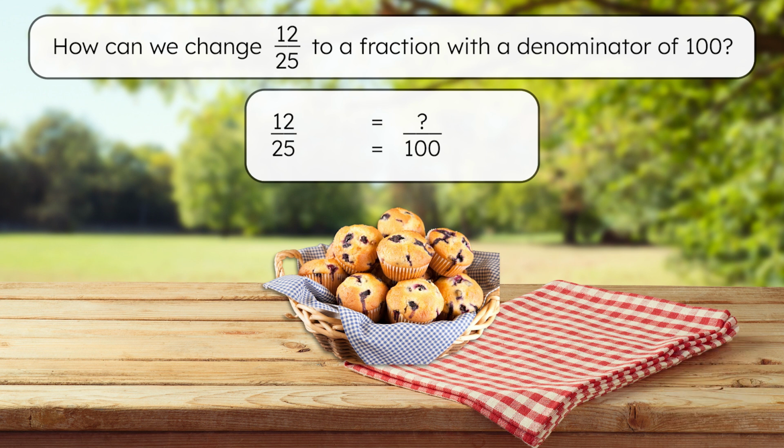Remember, there are 4 quarters in a dollar, so 25 times 4 is 100. We can multiply the numerator and denominator by 4 to get 48 hundredths. Now we can convert our fraction to a decimal. 48 hundredths is 0, decimal point 48.